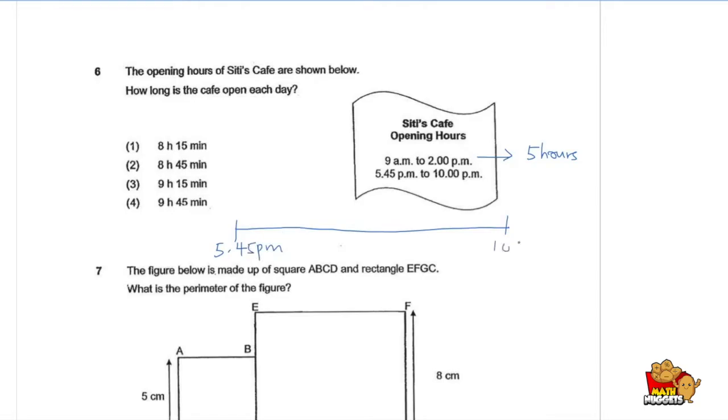So from 5:45, let me count to the next hour. The next nearest hour is 6 p.m. So this takes me 15 minutes. And afterwards, from 6 to 10, it's 4 hours. So in total would be 5 hours plus 4 hours plus 15 minutes. That's a total of 9 hours and 15 minutes. Option 3.